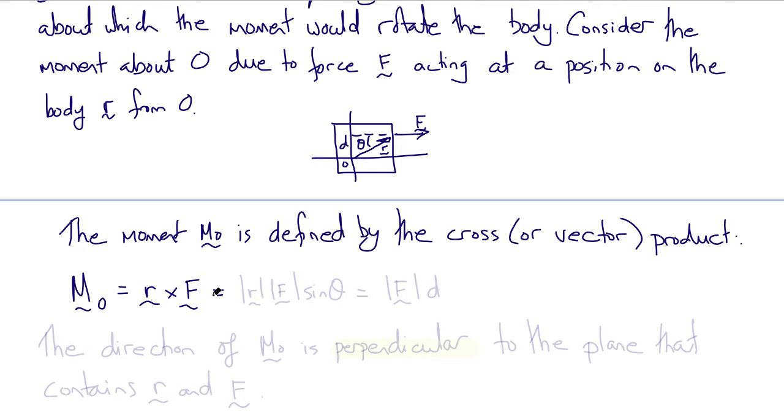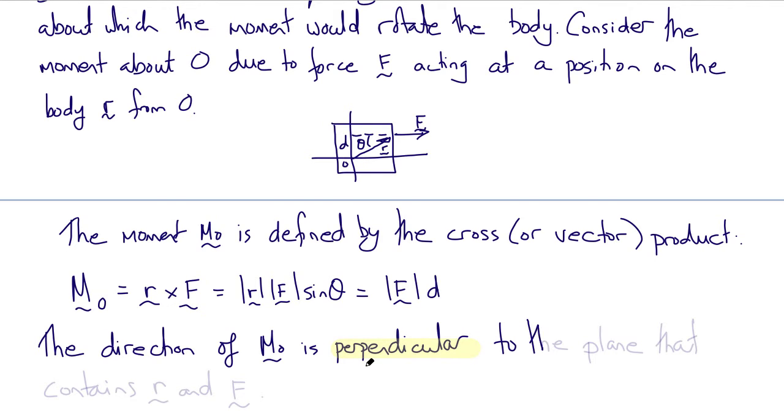And if you recall from your vector days, this will be the magnitude of R times the magnitude of F times the sine of the angle between them, which would be the magnitude of F times d as we got before. And as I mentioned, the direction of the vector is perpendicular to the plane that contains R and F. So in this case, perpendicular to the plane of the page. And you define the direction of that perpendicular such that, according to the right-handed rule, the rotation that the moment would produce would be about that axis of the vector. So in this case, the axis is pointing into the page, and a right-handed rule will therefore cause a clockwise rotation about the origin.